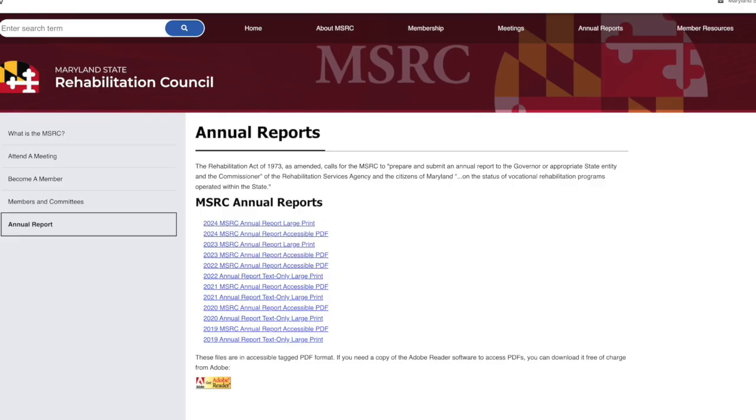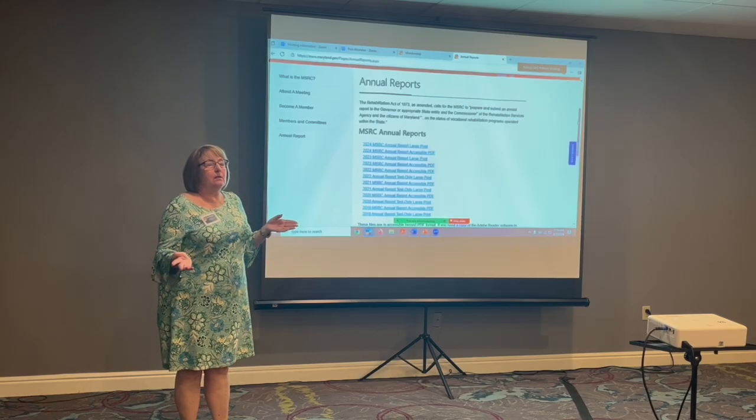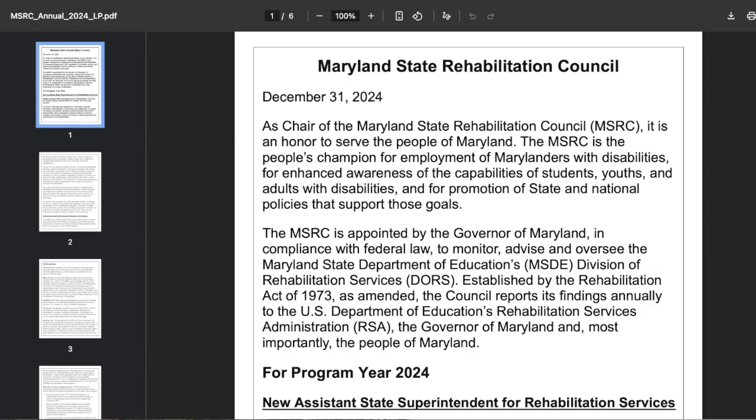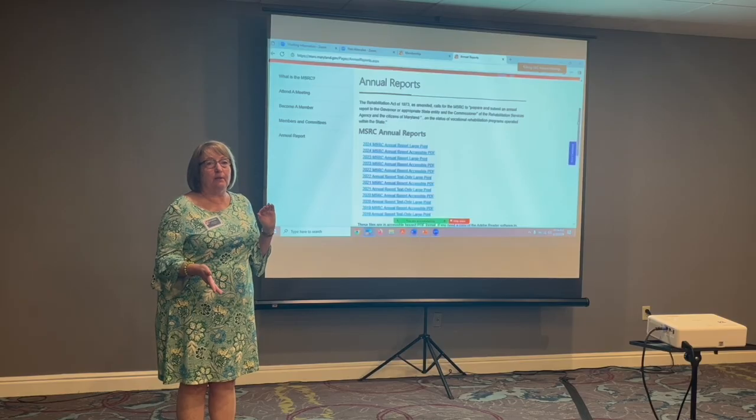So every year you all are required to compose an annual report, and it has to be submitted by December 31st. So it's usually pretty simple. It's usually a letter from the chair, and it talks about some of the accomplishments, some of the concerns, and then usually includes statistics.